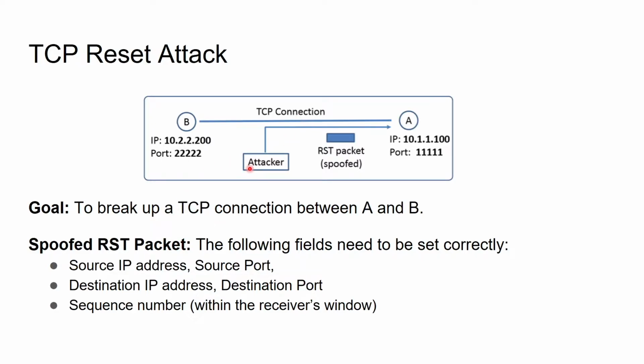In this figure we can see B and A have a TCP connection. B has an IP address, A also has an IP address, and they also have their port numbers. In order to have a successful TCP reset attack, the attacker needs to know the following information. First, source IP and source port number. Secondly, destination IP and destination port number. And most importantly, the sequence number within the receiver's window.